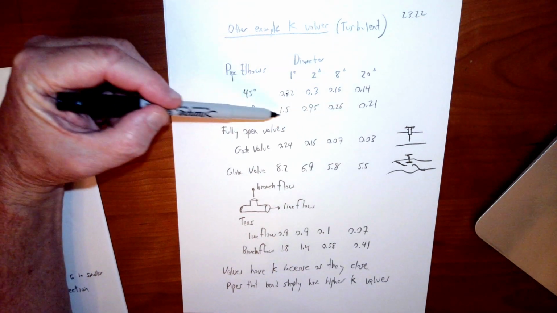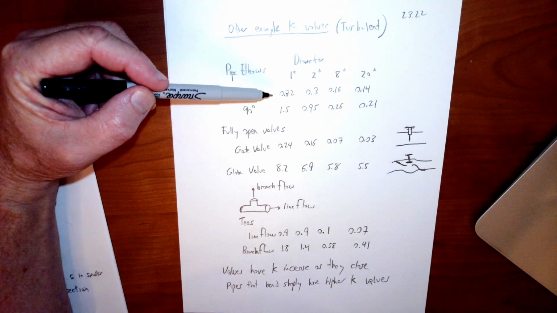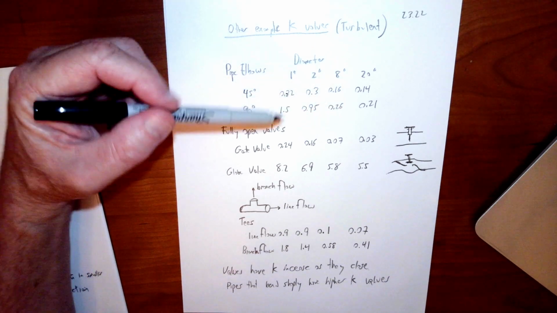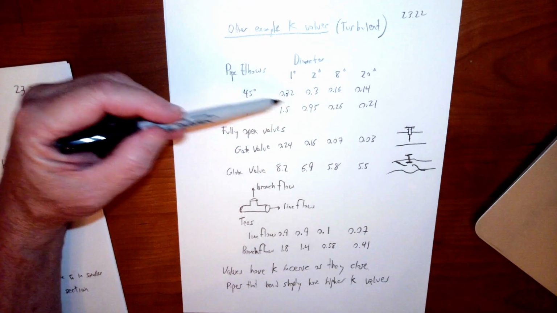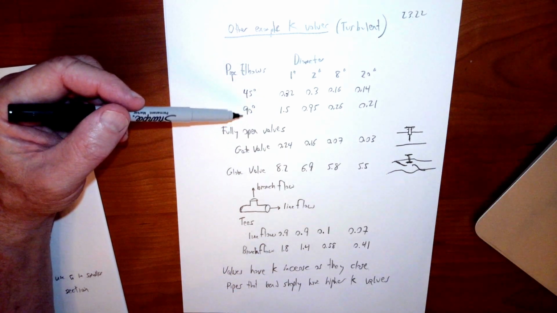A 90-degree turn has more loss coefficient than a 45-degree turn. That's no surprise. But it's not just double. As you can see, it's very different from that. So you can't just assume that the 90 degree is going to be just two 45s connected together. That's not how it works.